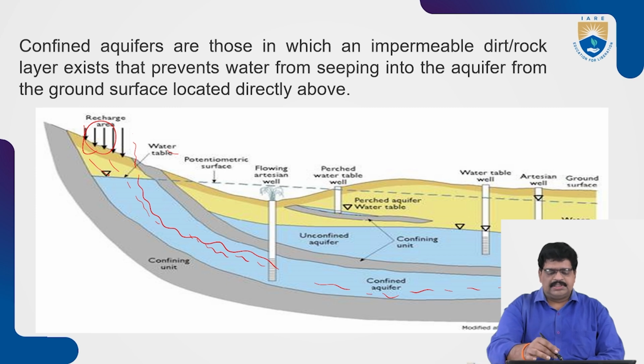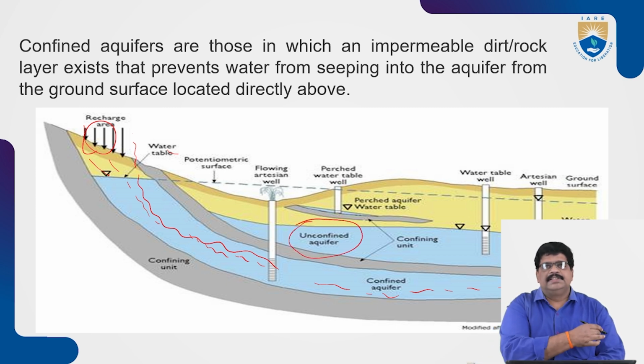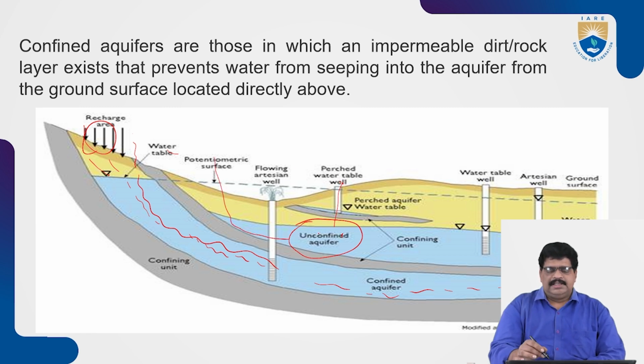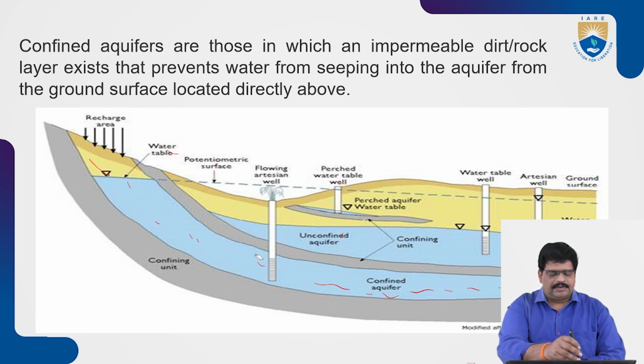Let us see the unconfined aquifer. In an unconfined aquifer, the water is stored at the level where infiltrated or percolated water penetrates and is stored. In a confined aquifer, there are two impervious layers, and between these two layers we call it the confined aquifer. The other is called unconfined. This is briefly about confined and unconfined aquifers.